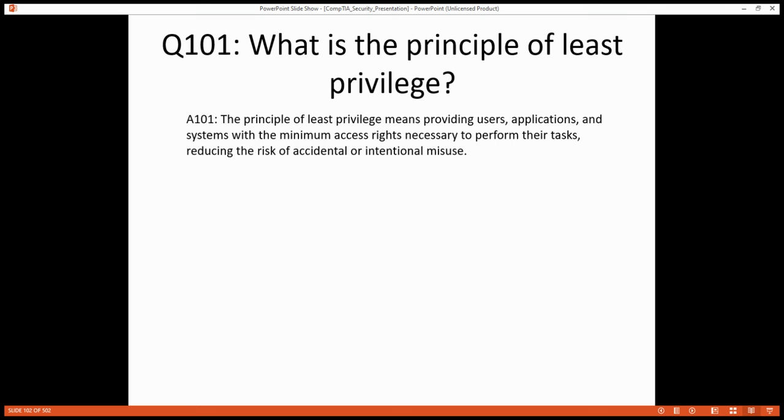Q101. What is the principle of least privilege? A101. The principle of least privilege means providing users, applications, and systems with the minimum access rights necessary to perform their tasks, reducing the risk of accidental or intentional misuse.